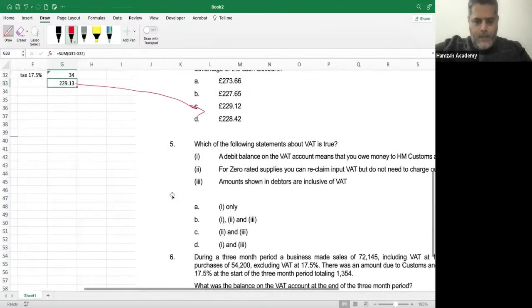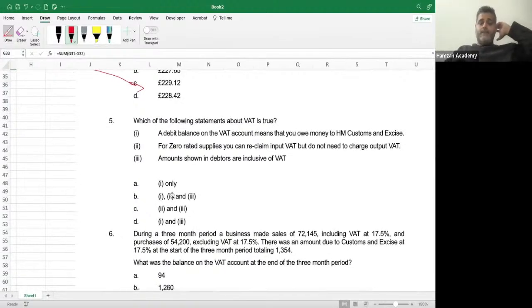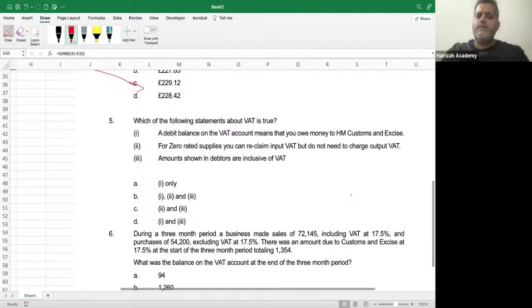Done? Okay. Now, which of the following statements about VAT is true? We have to talk about this statement over here. A debit balance on the VAT account means that you owe money to HMRC, Her Majesty's Revenue and Customs. Customs and Excise is the old name. This is HMRC, not CE. Right? So the debit balance on the VAT account means that you owe money. No, you don't owe money. Debit balance means that you have to receive the money. So the first one is wrong.